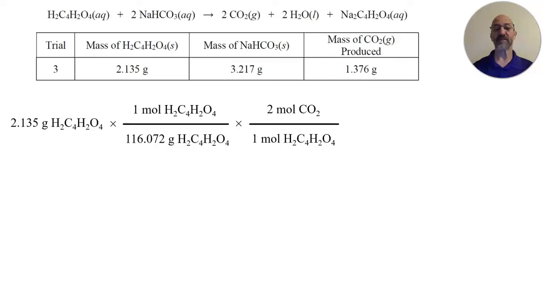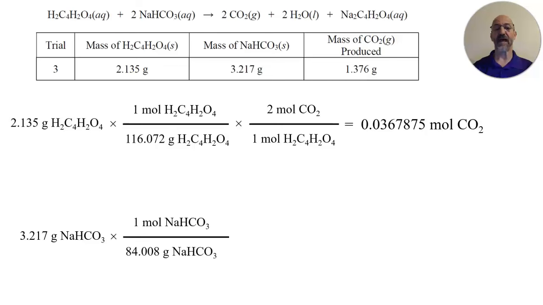I will stop at moles of CO2, and I'm showing you my unrounded answer just to compare these two values. So that's my number of moles of CO2 coming from maleic acid. Now I'm going to repeat that process starting with the other reactant. So 3.217 grams of sodium bicarbonate. So first grams to moles, and based on the coefficients, there's 2 moles of CO2 produced for every 2 moles of sodium bicarbonate.